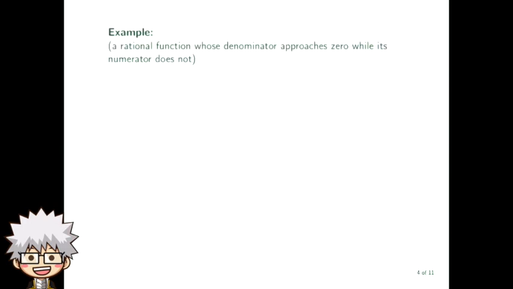Here's an example involving a rational function whose denominator approaches 0 while its numerator does not. Let's look at the limit as x approaches 1 of (2x² − x + 2)/(x³ − 1). Let's think about what's happening when x is close to 1. When x is close to 1, the numerator is approximately 2 times 1 minus 1 plus 2, or 3. And when x is close to 1, the denominator is close to 0.